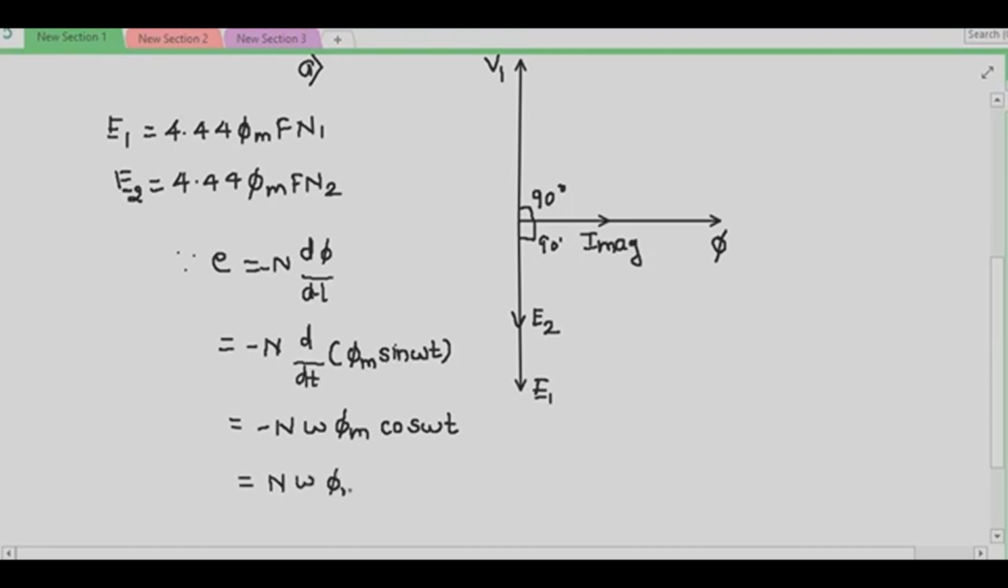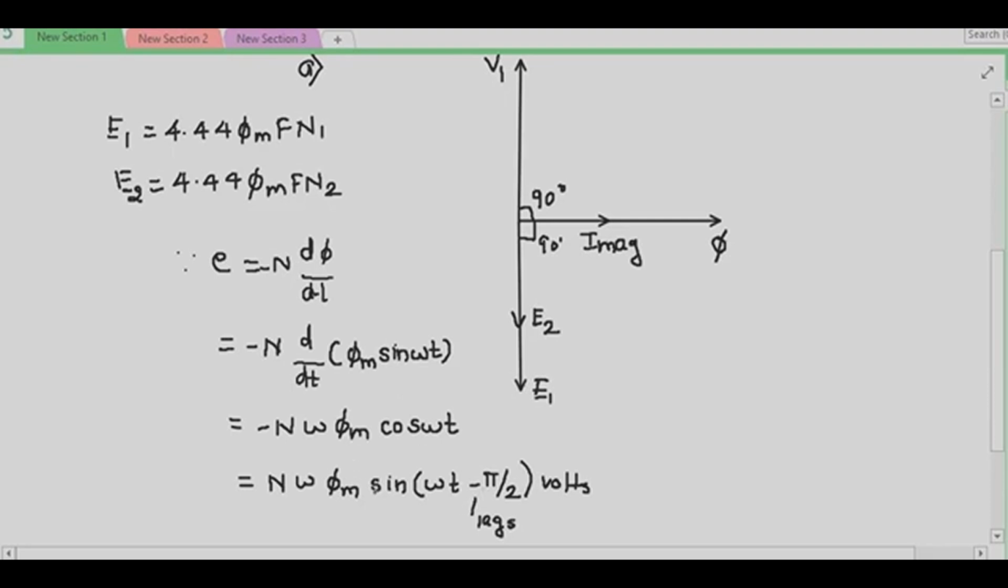So this I can write as N omega phi m sine of omega t minus pi by 2. If I am taking voltage as a reference vector, so this is your EMF. Now with respect to flux, this minus sign indicates that it lags. This is your flux. So EMF lags the flux by pi by 2.